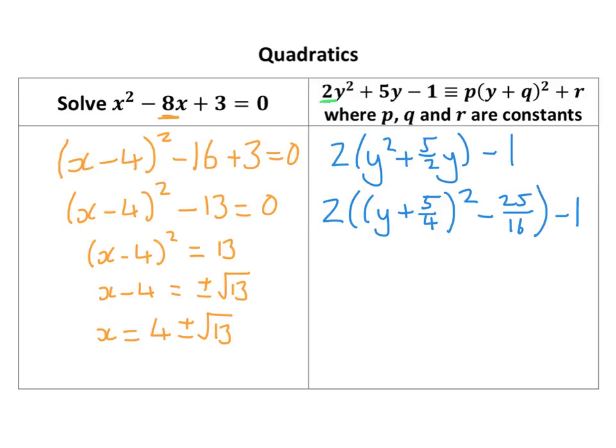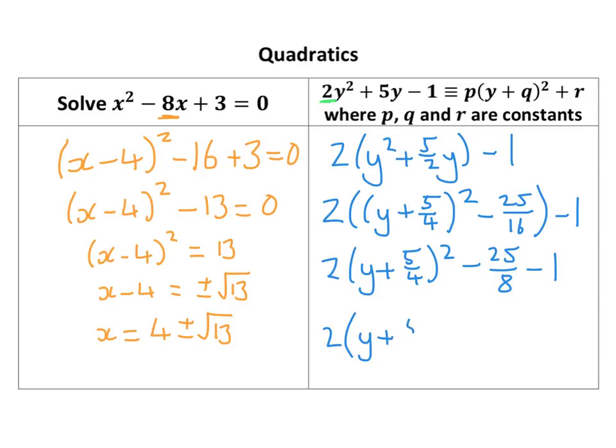So here we go. So 2 brackets, and I'm going to multiply out this bracket essentially. I'm not going to do that one though, but I am going to do this one. So it becomes 25 over 8 minus 1. Then I'm going to simplify, and it says that I'm going to have a number outside the bracket. So p is 2. The others are constants. That's going to be 5 over 4. So q is 5 over 4. And then minus 25 over 8 minus 1 is minus 33 over 8.